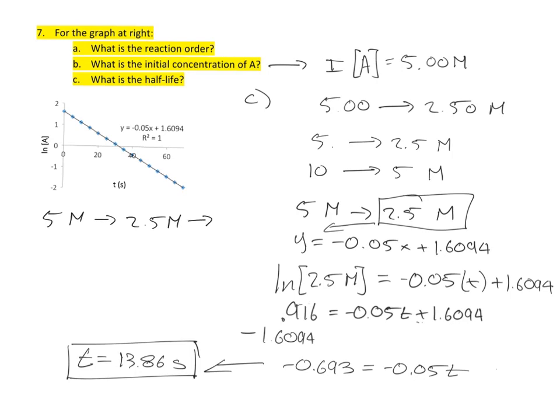And then after another 13.86 seconds, we'll have 1.25 molar. So after every 13.86 seconds, half of what is remaining will be used up in the reaction. And this is why the reaction slows down over time.